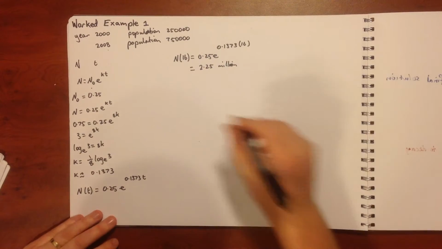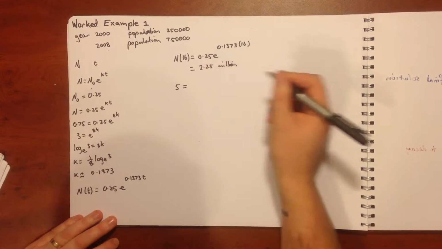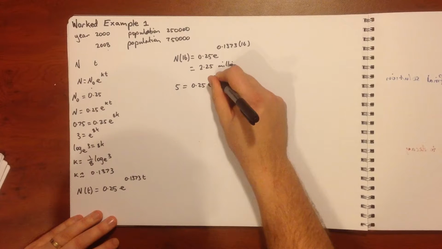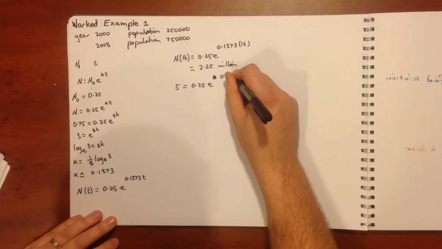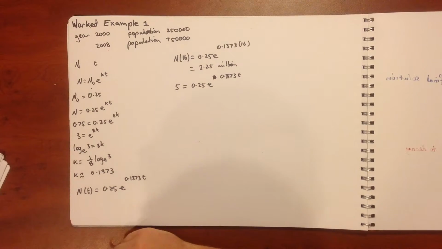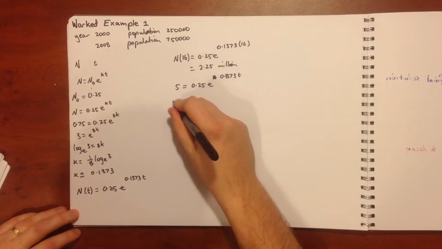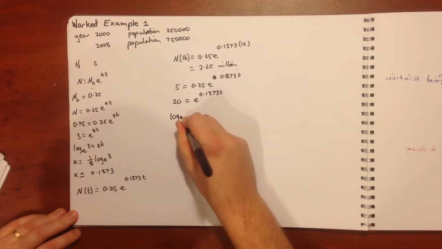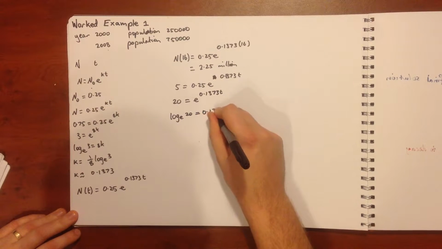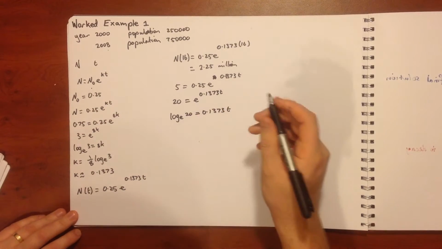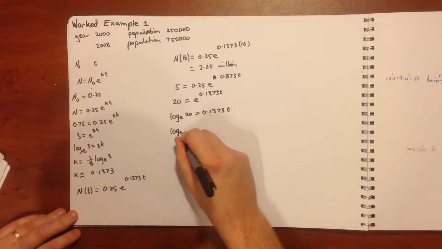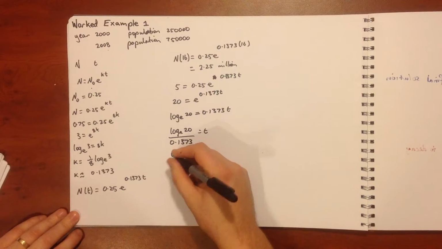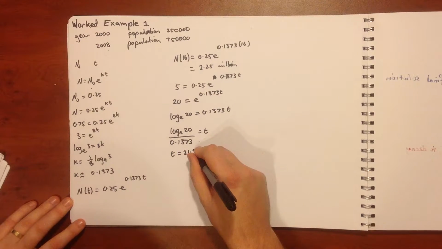Part C is in which year does the population reach 5 million? This time we're going to be solving for t. We want 5 million, and that's equal to 0.25 e to the 0.1373t. So we divide by 0.25 and say 20 equals e to the 0.1373t. So log to the base e of 20 equals 0.1373t, which means log to the base e of 20 divided by 0.1373 equals t. So t equals 21.815.